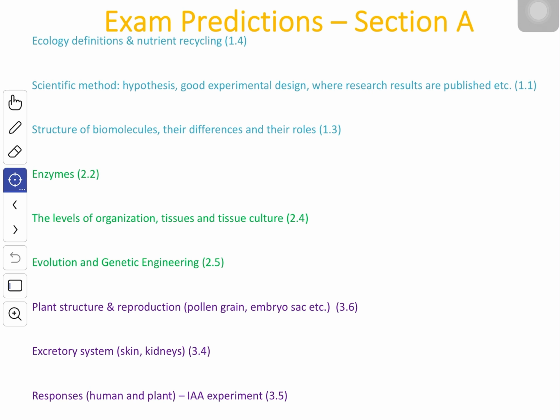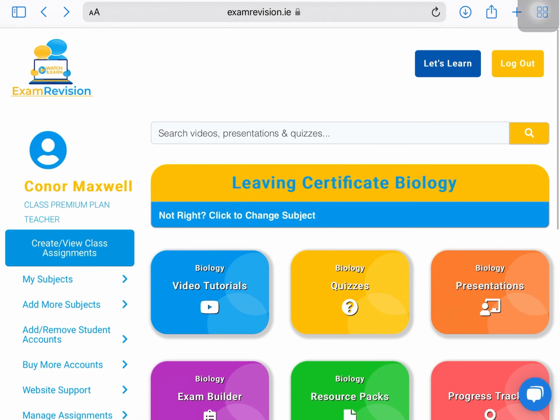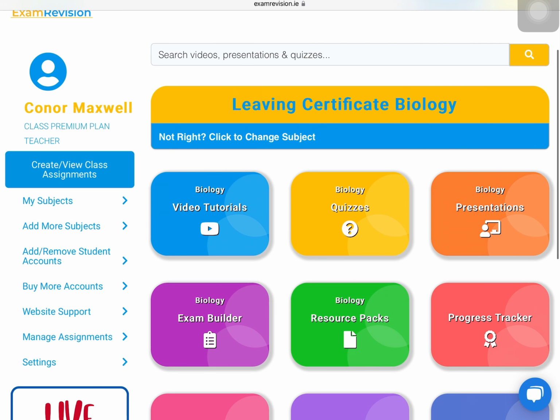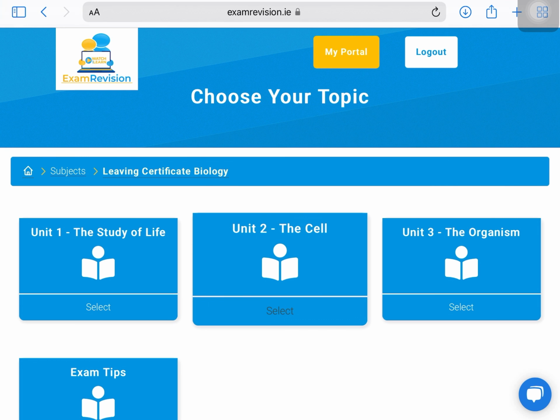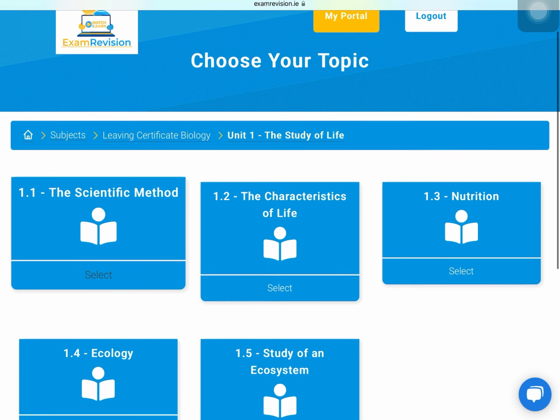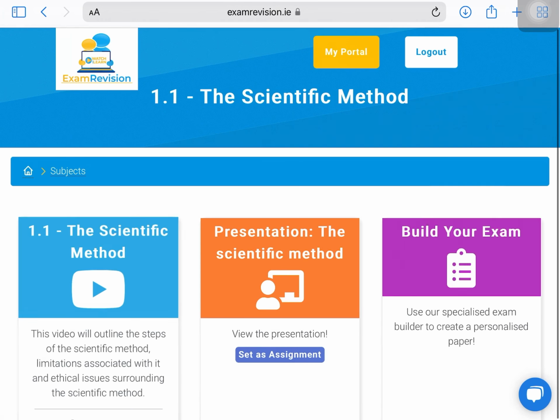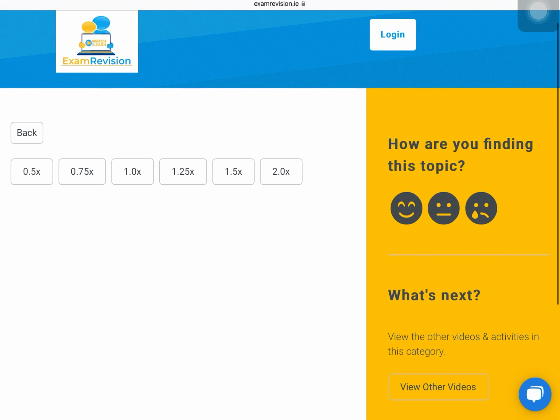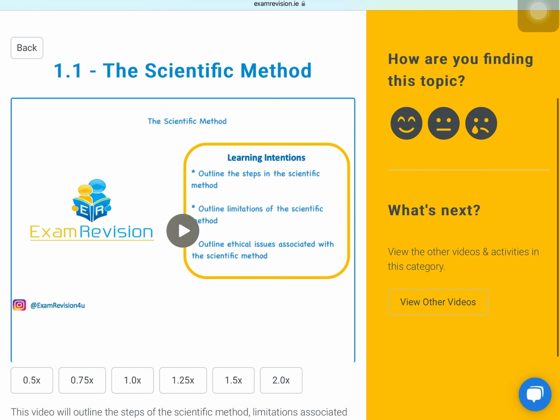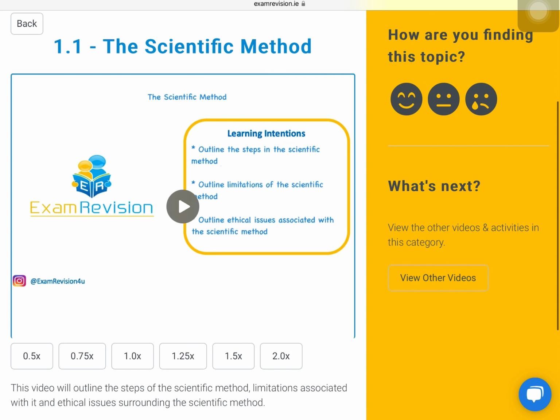Now the numbers at the end, what that means is it's referring to the ExamRevision platform. So if I just flick over to that for a second, we can see Unit 1. If I click into video tutorials there, it's Unit 1. And I was talking about the scientific method possibly coming up, which is 1.1. If we click into that, you'll see that there is a video there that will talk you through the entire scientific method. I'm not going to press play right now because my voice will just start playing over myself talking, but it will talk you through the steps in the scientific method, limitations of the scientific method, and ethical issues associated with it.